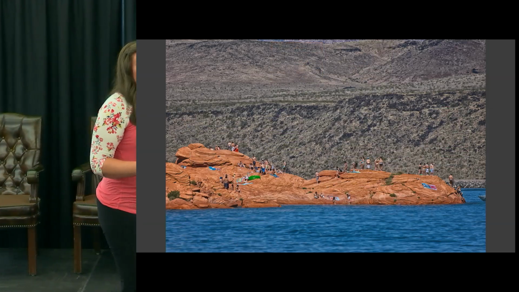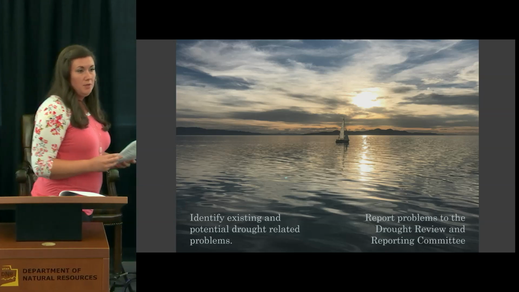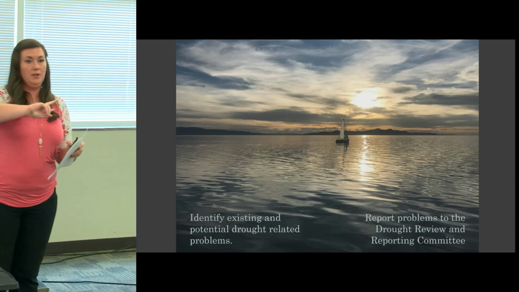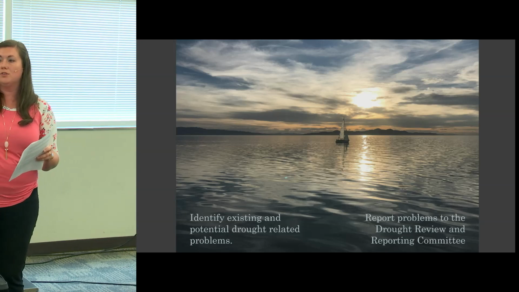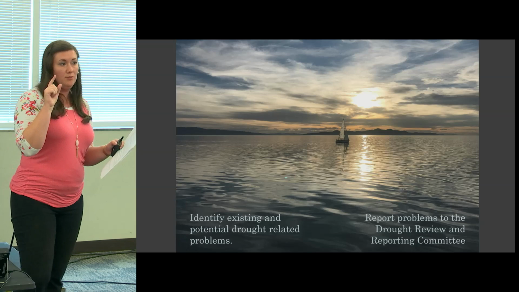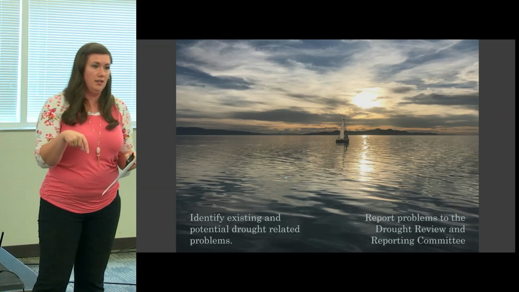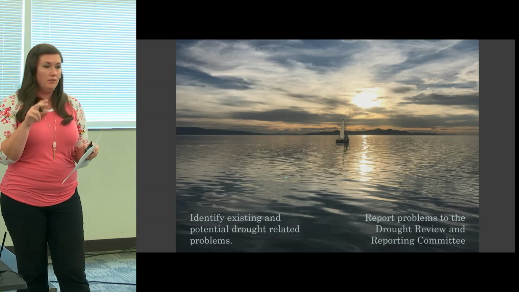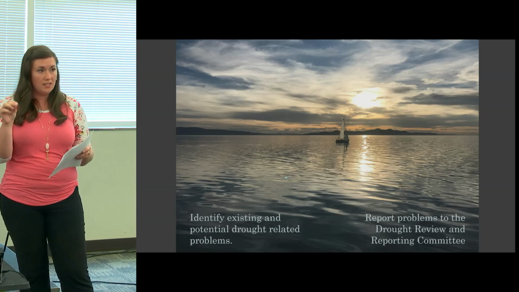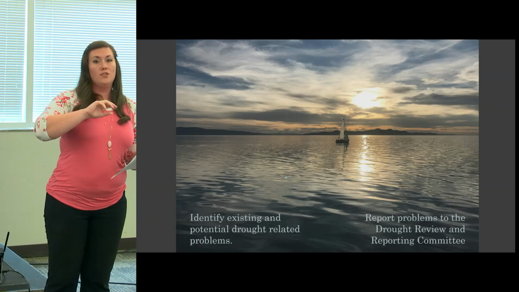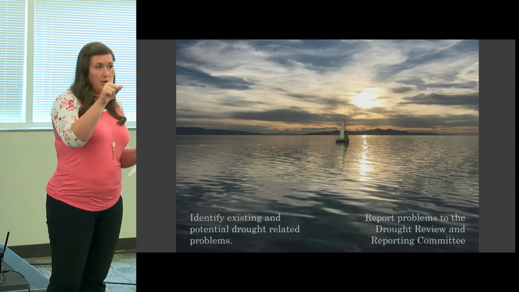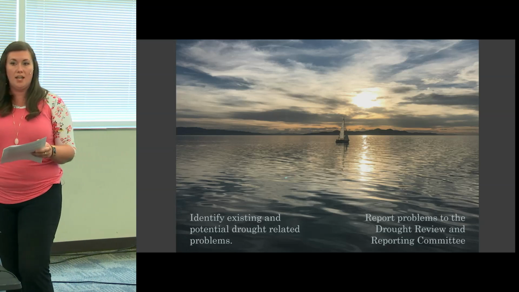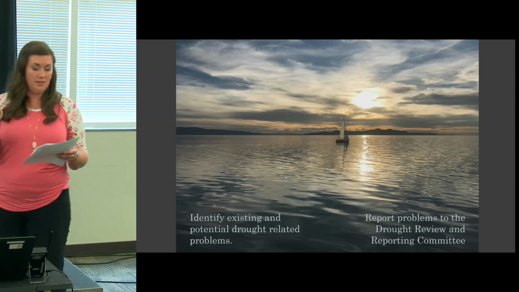So, two of the main responsibilities that each of the task forces have, they have two things that are equal all across the board. Every single task force needs to identify their existing and potential drought-related problems in their area. Second, they need to report those problems to the Drought Review and Reporting Committee. That's the DRRC, Drought Review and Reporting Committee. So, two things: find out what your problems are, what they can be, and then report those problems. Those are the two common task force responsibilities.